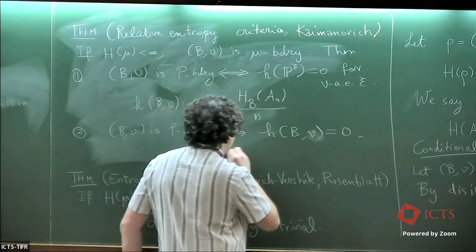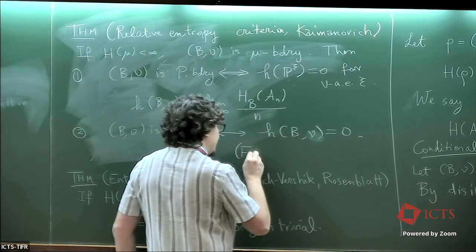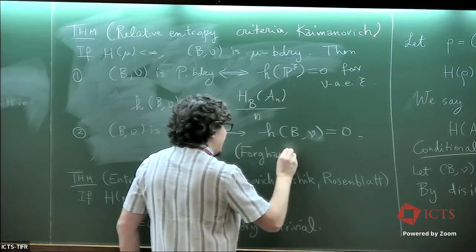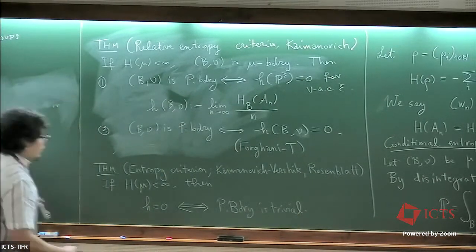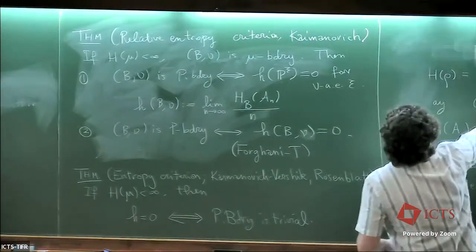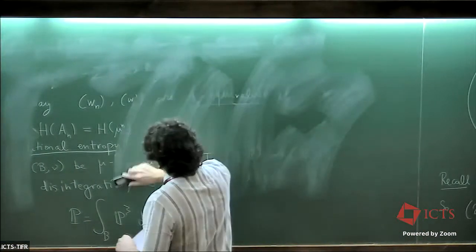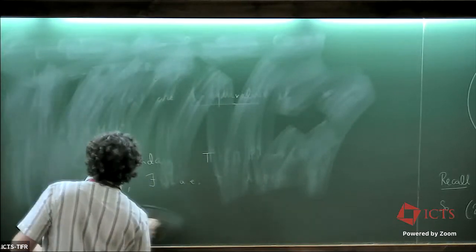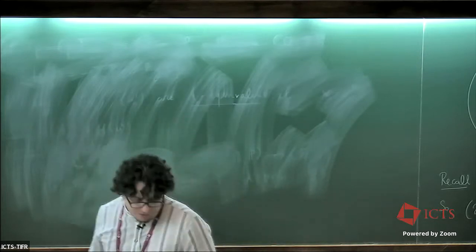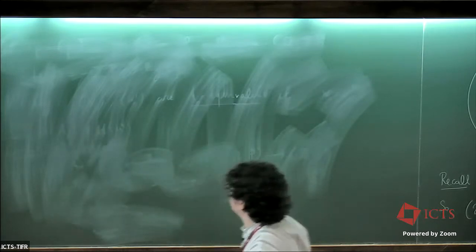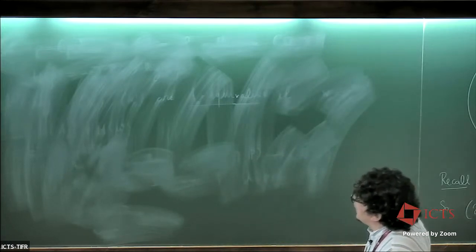So this one somehow also comes from earlier work of Kaimanovich. It's written precisely in my other paper with Mahan. Okay, so that's what we want to do. We want to prove, basically, that this relative entropy is... And now the second thing, so how do we do it?